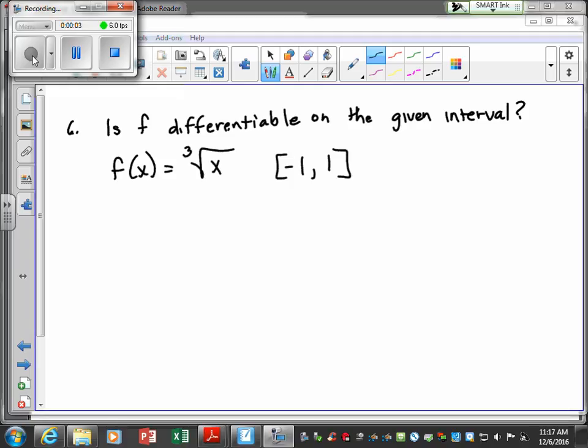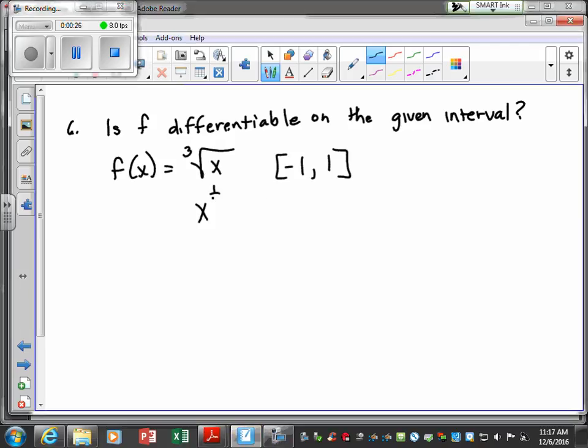Alright, let's consider this question. Is f differentiable on the given interval? Okay. First of all, let's look at the derivative of this. And before I can do the derivative of it using the power rule, I'd like to rewrite this so that it's in a little bit more friendly notation. So how could I rewrite that?